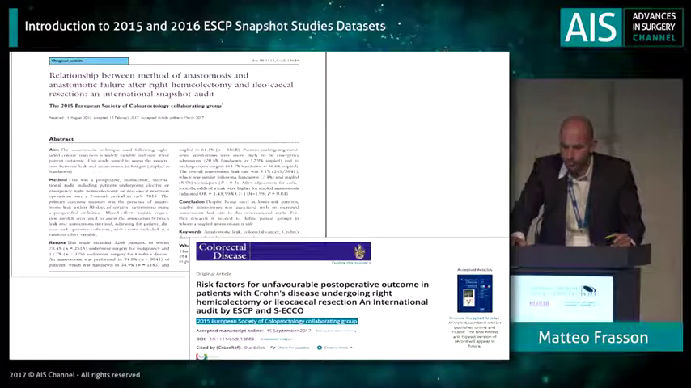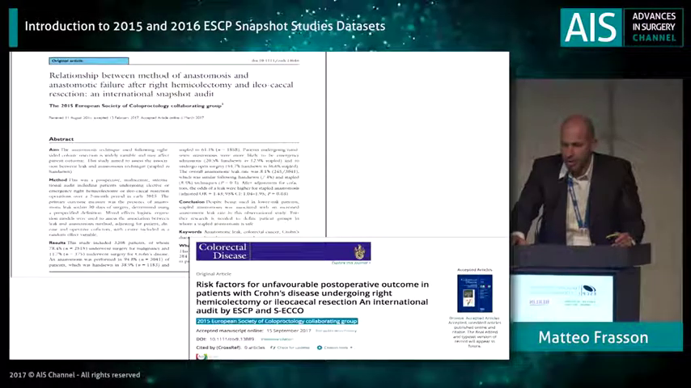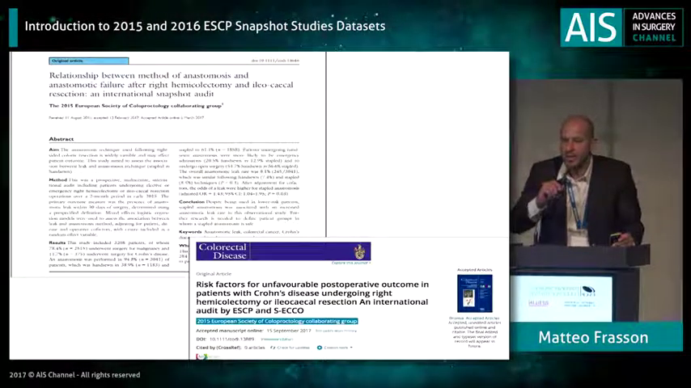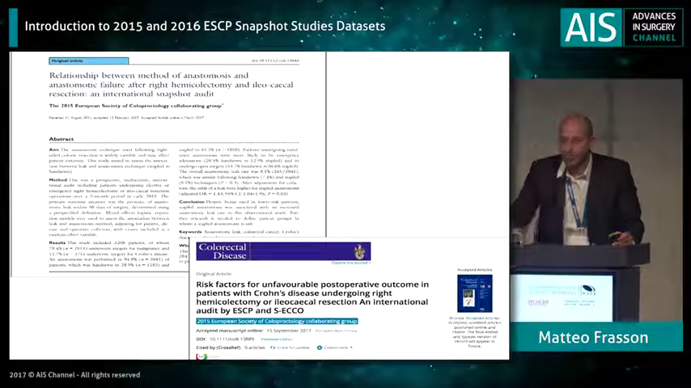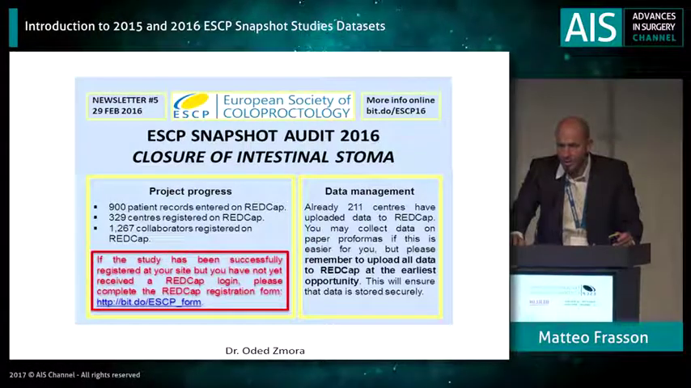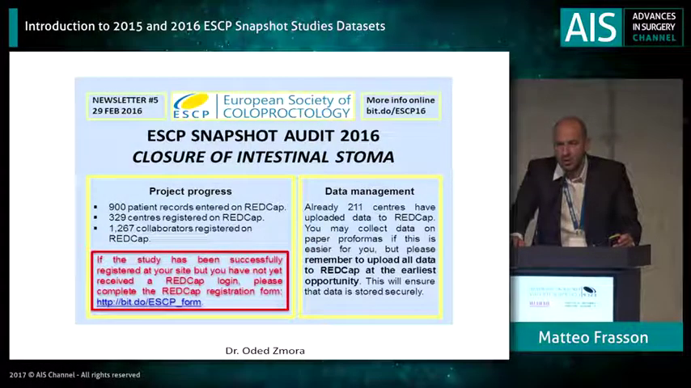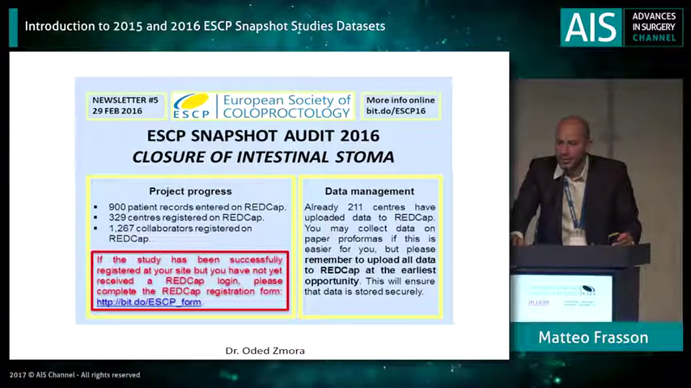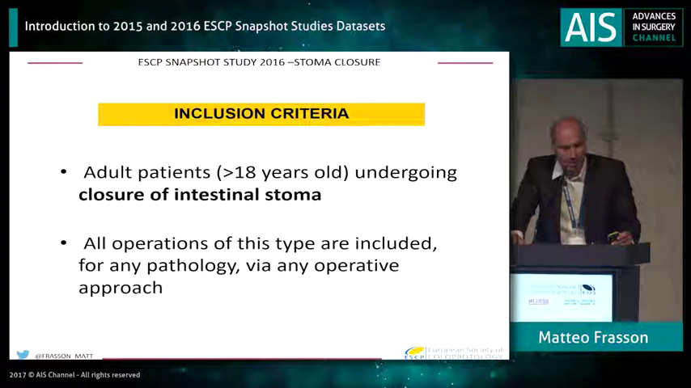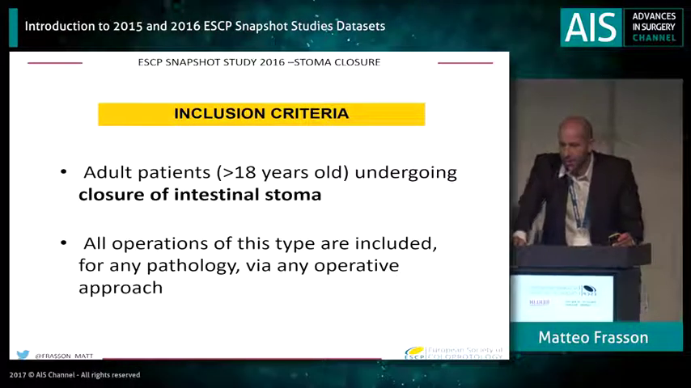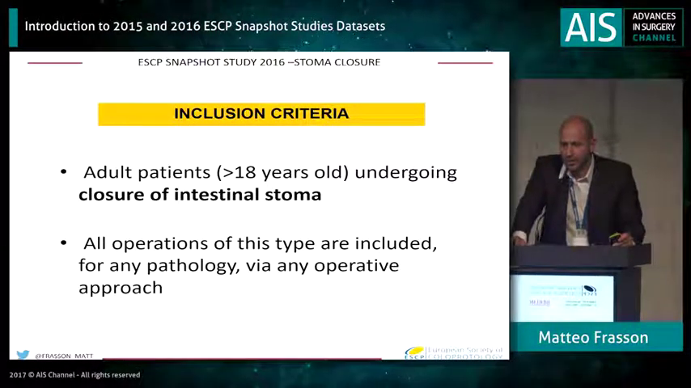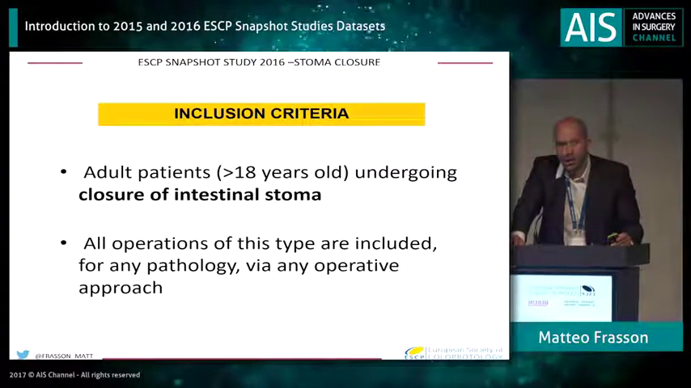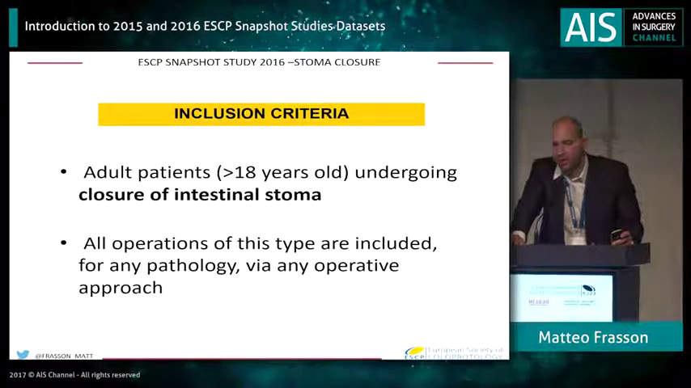These are the two first papers we published. Both of them, as you can see, have no first author. It's a collaborative authorship. And the following year, 2016, we launched the second snapshot study. It was about the closure of intestinal stoma. It was coordinated by Dr. Oded Zmora. We included all patients with closure of any intestinal stoma: ileostomy, colostomy, everything.